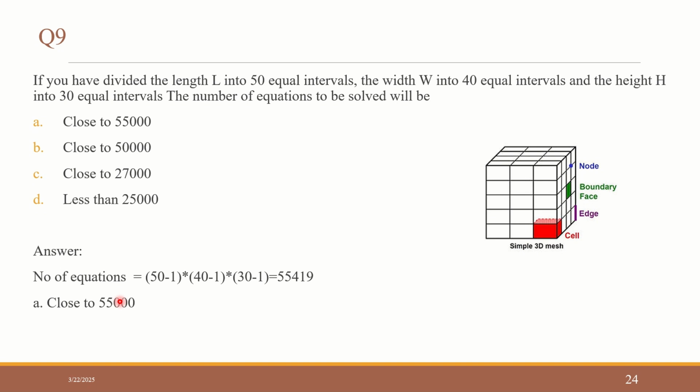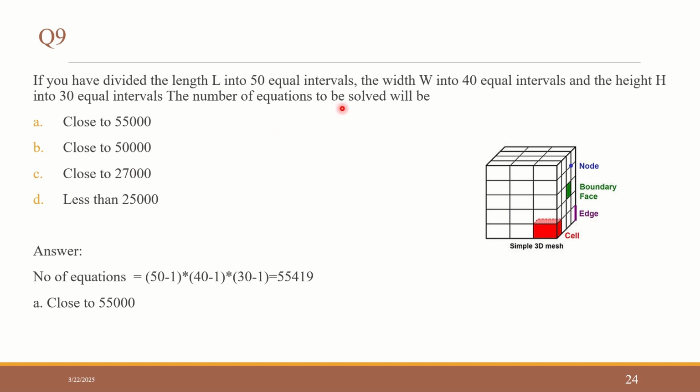So there might be some repetitive points in what we are doing, but it won't affect your final answers. You are just asked to give closer values. So that's it. The answer to question 9 is option A, that is close to 55,000.